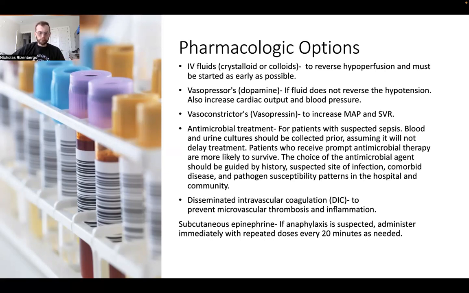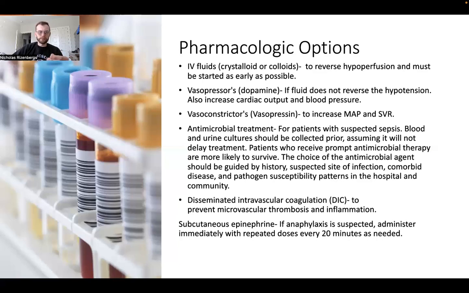Antimicrobial treatment, that's a new one that we haven't seen for the other ones. The patients that are suspected to be septic, blood and urine culture should be collected prior, so they will not delay the treatment. Patients who receive prompt antimicrobial therapy are more likely to survive. So that's a big part with the septic one. The choice of antimicrobial agent should be guided by the patient history, the suspected site of infection, if they have any comorbid diseases, and pathogen susceptibility patterns in the hospital and community. So it's to determine the actual cause of that sepsis.